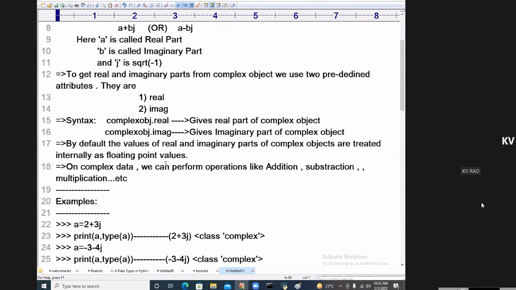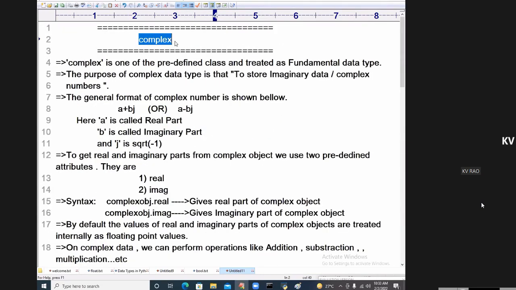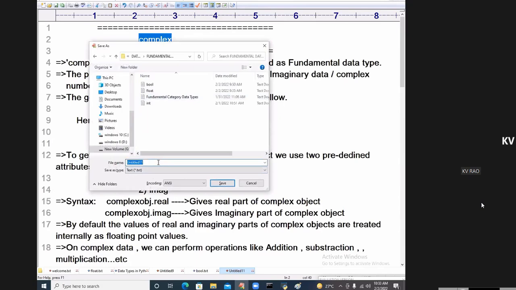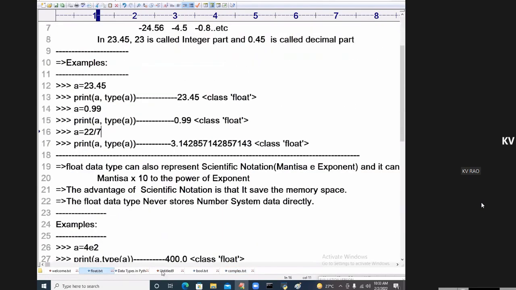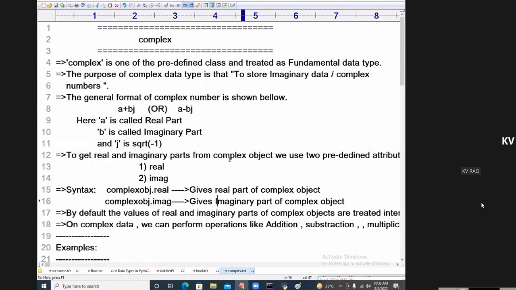Coming to the point, this is called the complex data type. Dear students, is my concept clear? Today we covered float data type, then bool data type, and then complex data type. A small question: what is the general format of complex numbers? A plus bj, or one more, A minus bj.